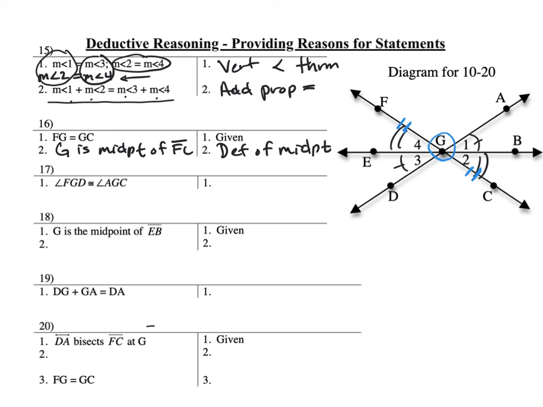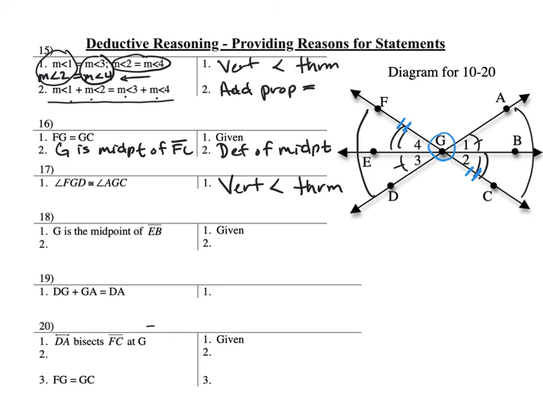Number 17, angle FGD is congruent to AGC, that's that. Oh, again, those are vertical angles. They're formed by intersecting lines, so they're congruent by the vertical angle theorem, which states that vertical angles are congruent.